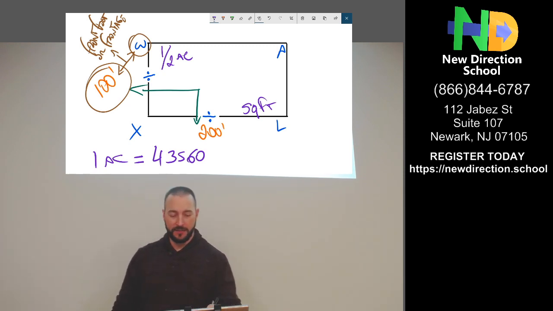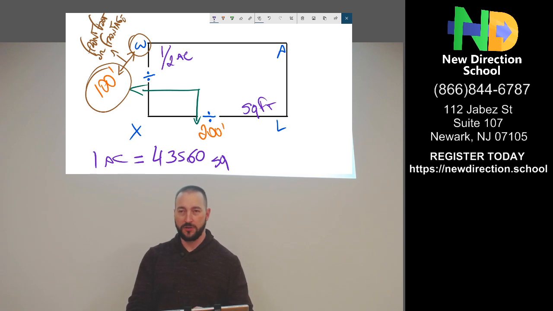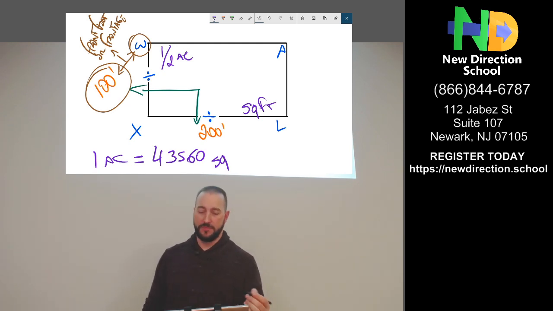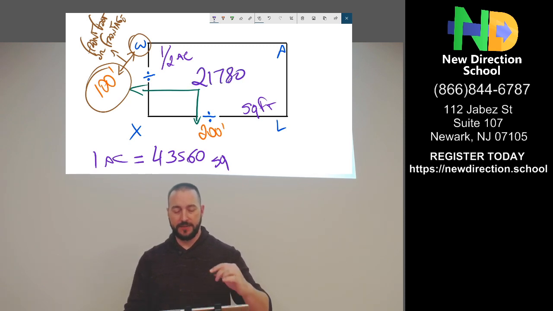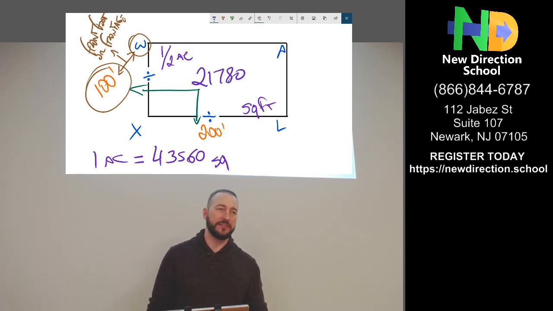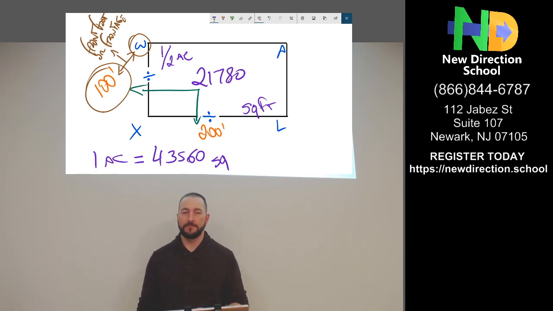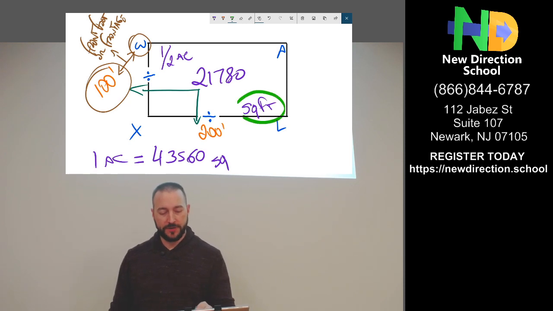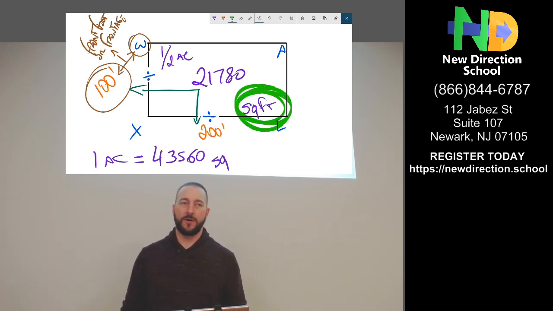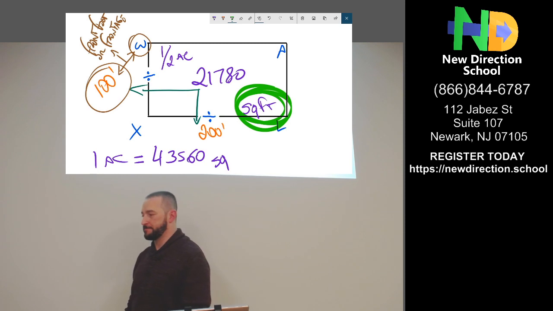So 1 acre is the 4 squirrels. Okay? So if it says the lot measures half an acre, then it's divided by 2, which will give you 21,780 square feet. You guys got it? You have to always bring it down to square feet. Very important.